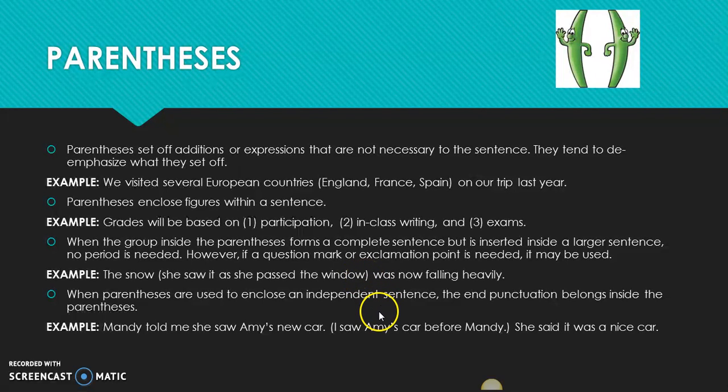But in this case, we can take this sentence away and it is independent. That's why we have a period here. So, I saw Amy's car before Mandy. We have a subject, a verb, and a complement, perfectly okay. I mean, we can take this away.